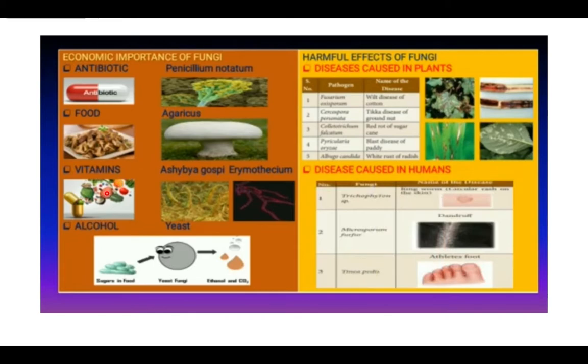The next one, vitamins. Aspergillus, that is used in the preparation of vitamins. That is, productivity of vitamins is possible with fungi. And then alcohol, from the fermentation process. Yeast is one form of fungi, a unicellular fungus, which is helpful in the preparation of alcohol. In that way, economically, these fungi are important. And then harmful effects. It causes various diseases in plant varieties and also in humans.